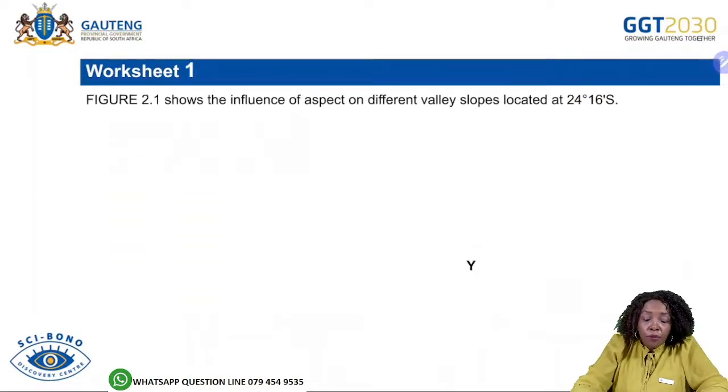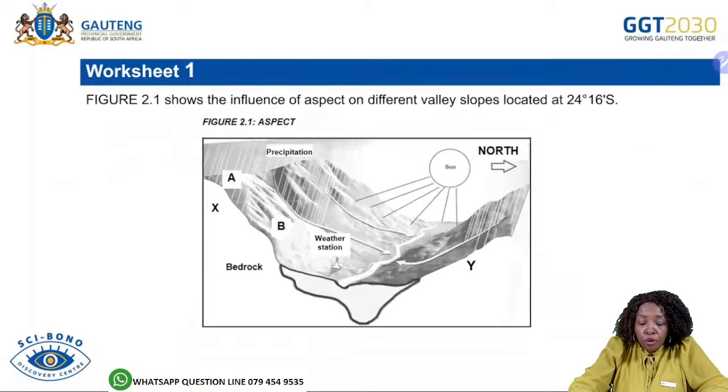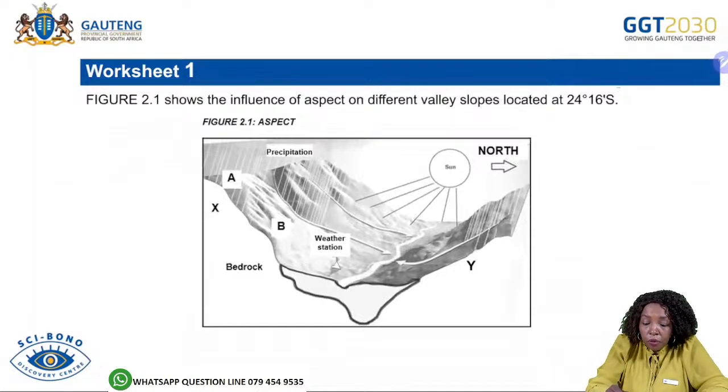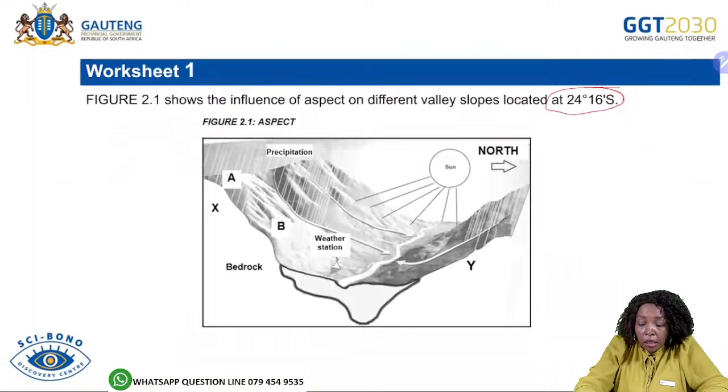Right, I've got a worksheet that would further emphasize or bring some clarity on what I've just been explaining. Figure 2.1 shows the influence of aspects on different valley slopes located at 24 degrees 16 minutes south. Take note of the use of the coordinates there. That is a hint that I can give you in terms of understanding this question. And then there's the diagram that you have to refer to answer the question.